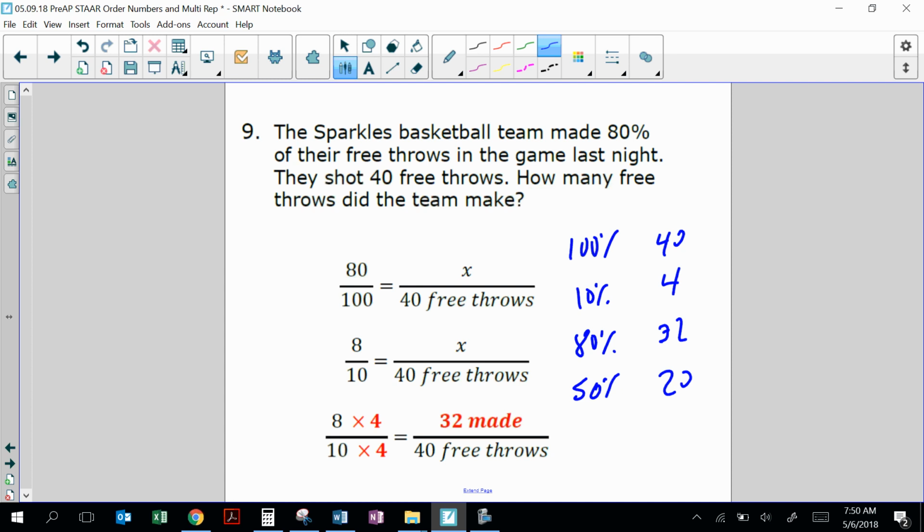However, some of you may not like mental math. No worries about that. So he made 80%, which is 80 out of 100, which simplified to 8 tenths. How do you build 10 to 40 free throws? Scale factor times 4, and that's where you get 32. Many ways to do that.